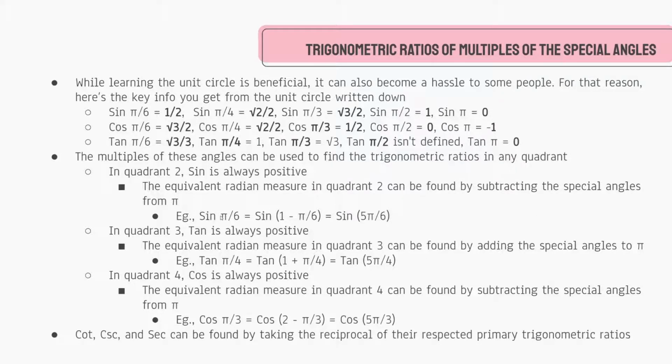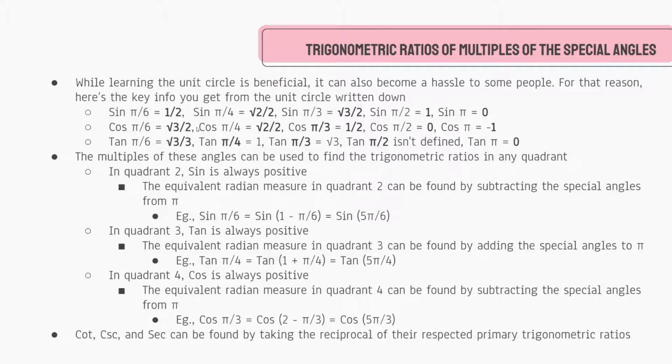So for example, if I wanted to find what the equivalent measure for sine pi over 6 is in quadrant 2, I would do sine of pi minus pi over 6, which is the same as 5 pi over 6. Therefore, what we have found is that sine pi over 6 is equal to sine 5 pi over 6. And both of them equal 1/2.